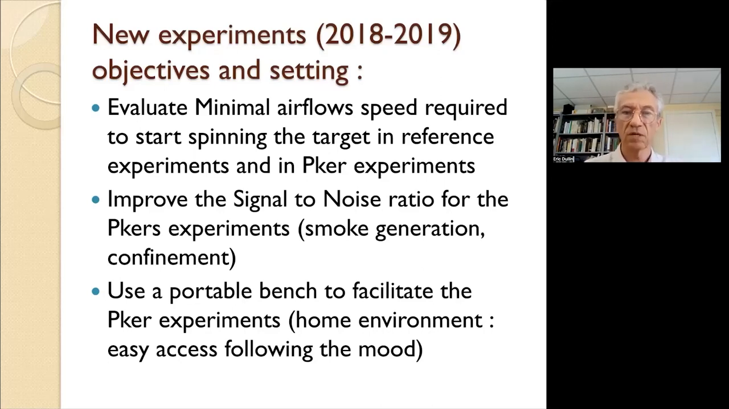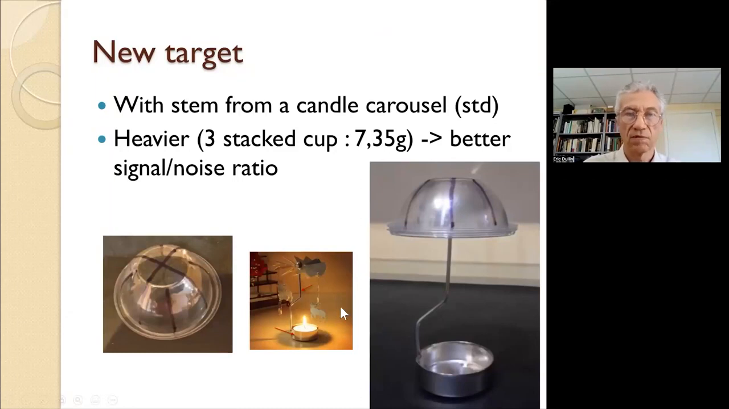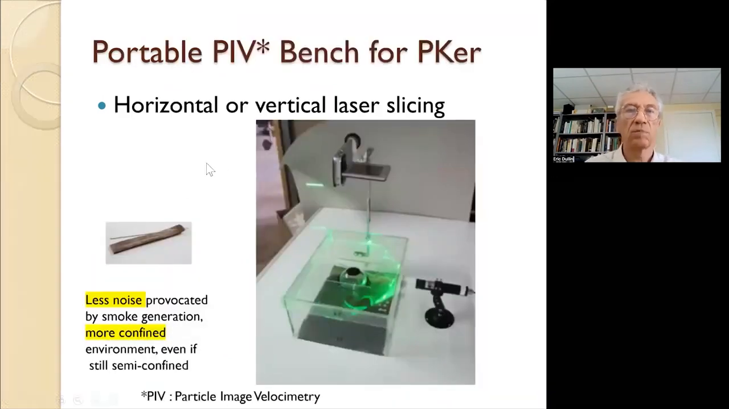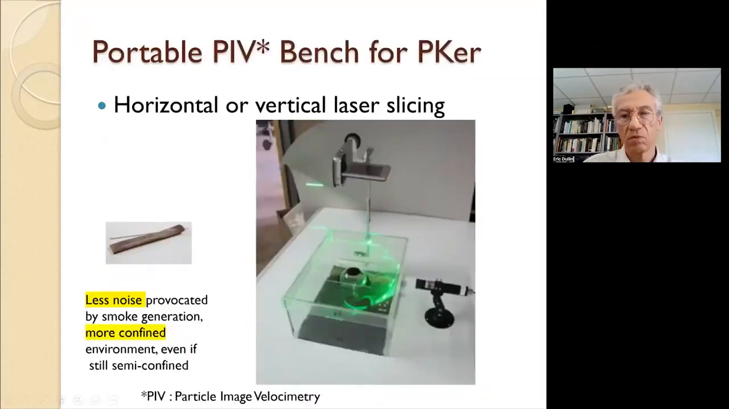So we connected to the aspect of mood. And the idea is to develop a portable bench. So the first thing, we use a new target, more standard, let's say. It's heavier at first, so it's three stacked cups, and we use a standard stem. And then we use a portable bench, which is in fact composed of a plexiglass box with a lid. Inside this lid, there is a rectangular opening, so you can see the target. And inside the box, we put some incense sticks to make the smoke, so there is no machinery. It's very smooth, and it's more confined than before.